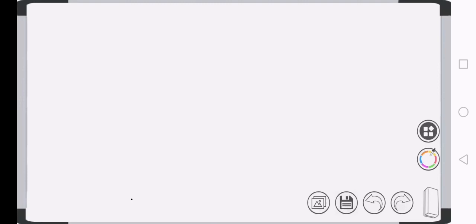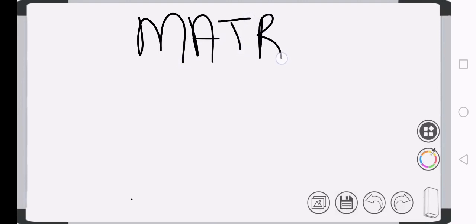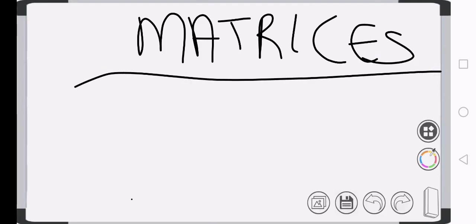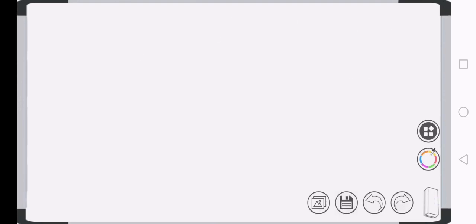So last video we did an introduction to matrices. So today we're going to learn how we can do some operations using matrices like addition and subtraction. Well, addition and subtraction of matrices is quite simple. It's not complicated. All you need to know is to first identify the dimension of the matrix.